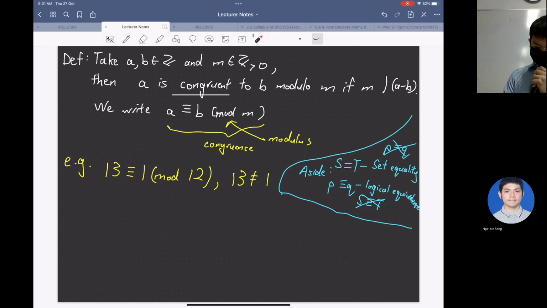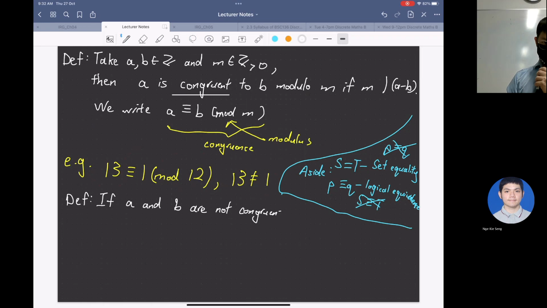If they are not congruent to each other, then we will write A and B with a slash. So it's the negation, right? The negation of the statement, we also put a slash.